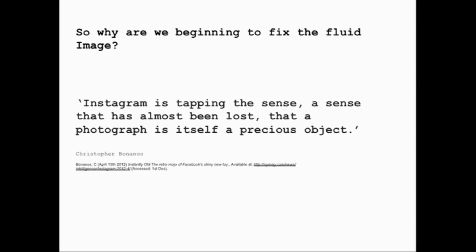Christopher Bananos, in an article for New York Magazine, has said that Instagram is tapping a sense that has almost been lost, that a photograph itself is a precious object. So if we think about this in the idea of nostalgia, by using the filters and the analog edit on the digital photograph, we are reconnecting with the older image-making processes and systematically reconnecting with the single artifact, and the importance that it is fixed.